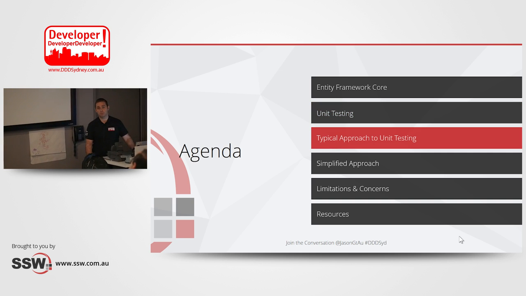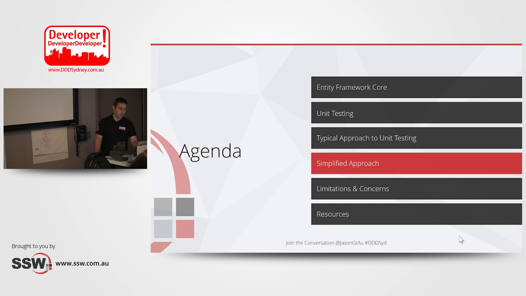Then we're going to look at the typical approach to unit testing. Those are a big barrier for people writing any tests at all. Then we're going to look at the simplified approach. The simplified approach uses the in-memory provider, and I think you'll find that it's much easier and removes that barrier. Then we're going to discuss some limitations and concerns, and I'm going to show you beyond a doubt that there are no limitations or concerns with this approach.